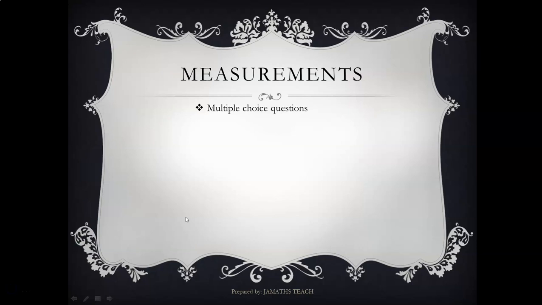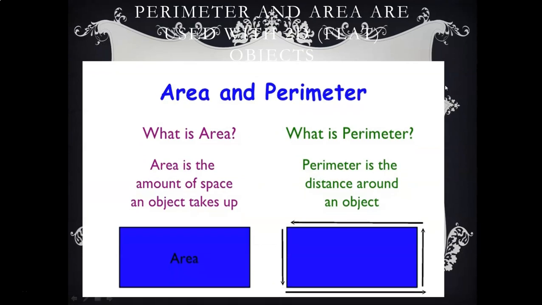Today we'll be looking at measurements, multiple choice questions. Let's go. Let's do a review. Perimeter and area are used with 2D or flat objects. Let's review these terminologies. What is area? It's the amount of space an object takes up or covers. What is perimeter? Perimeter is the distance around an object, or I prefer to say the distance of the border of an object.